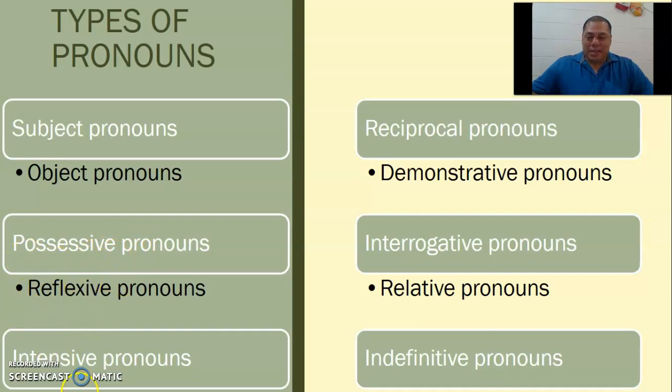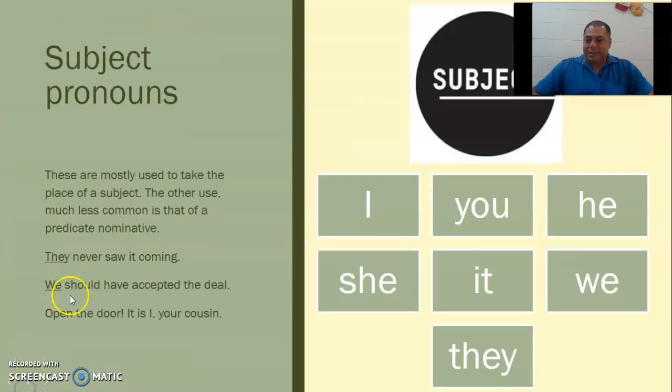But anyway, now I want you to check. Let me see over here. There we go. Subject pronouns. A subject pronoun is a pronoun that takes the place of a subject. Makes sense, right? Whenever you have a subject and you want to use a pronoun as the subject, you use one of these 7 subject pronouns. You can see them there: I, you, he, she, it, we, they.